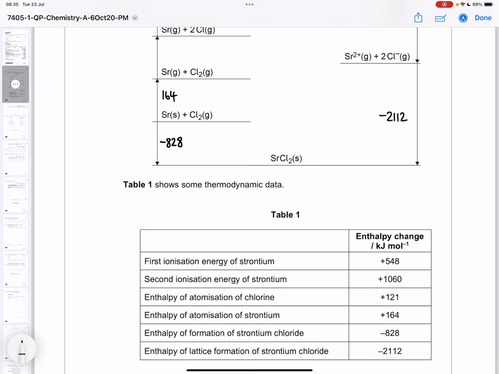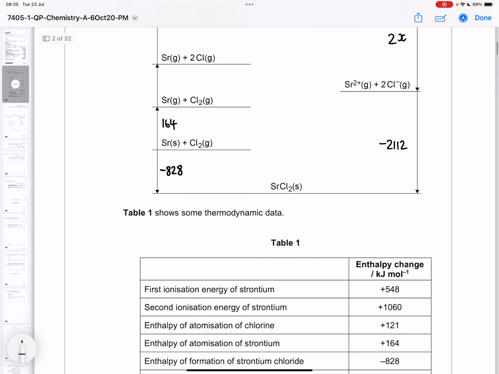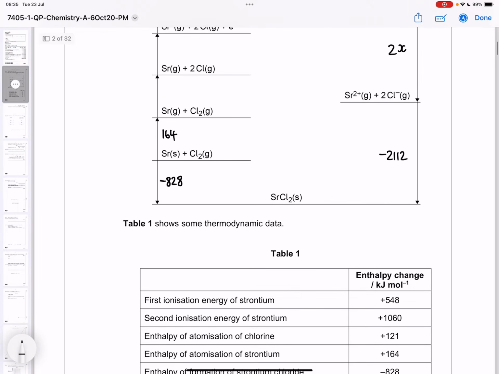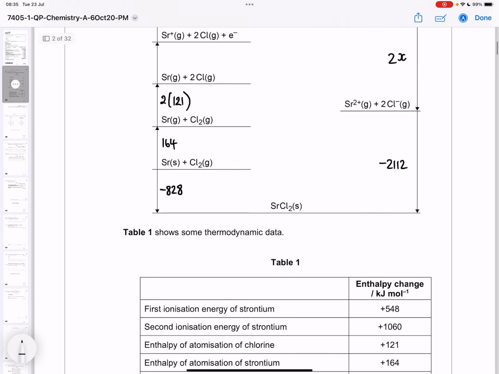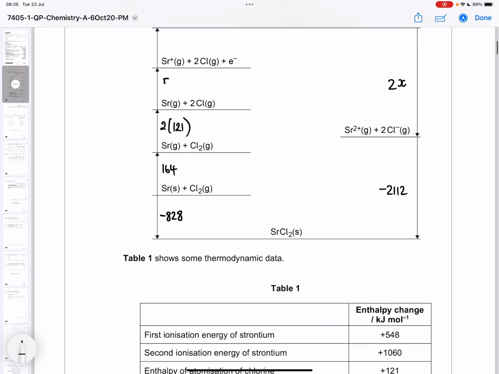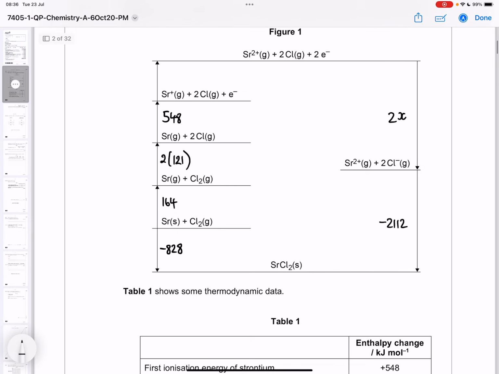Then I have on the left, I've got the atomization of strontium happening first. So that was 164. And then I've got 2 times the atomization of chlorine, because there's 2 chlorines there being atomized. And then I've got the first ionization energy, 548, followed by the second ionization energy, 1060. So I want to calculate this arrow with the X in.